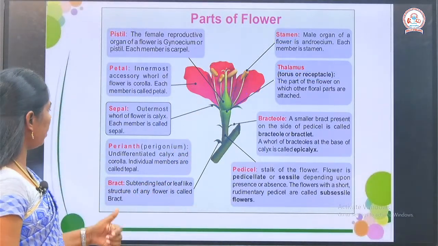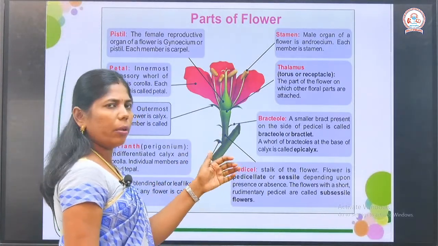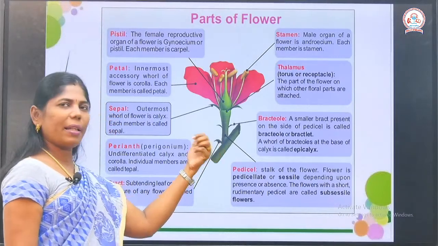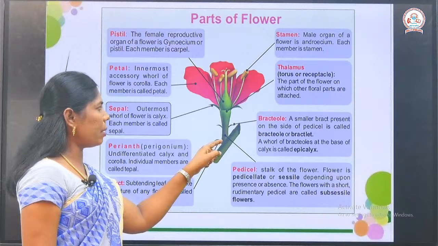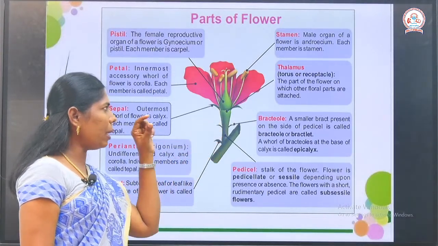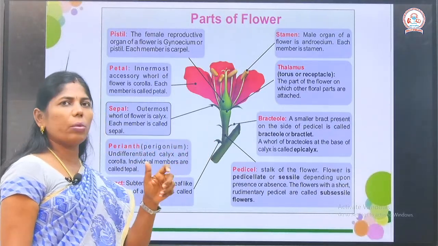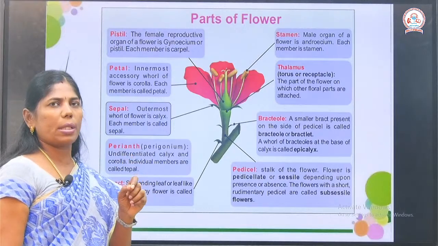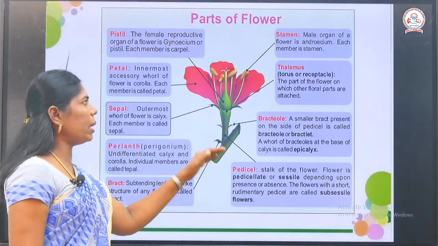See once again, what is the pedicel? The pedicel is the stalk of the flower. At the base of the pedicel we can see an extra outgrowth, that is a bract. From that basal region we see the pedicel, the stalk of the flower. In the middle of the pedicel, or above the bract, we can see extra outgrowths known as bracteoles. This is otherwise called the epicalyx, because it is present below the calyx.